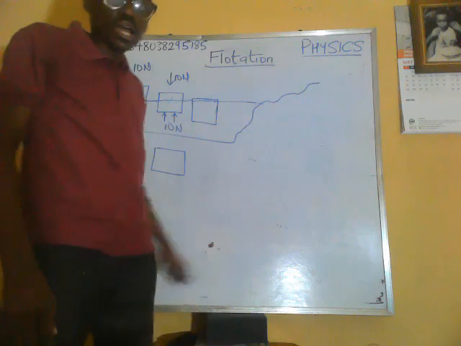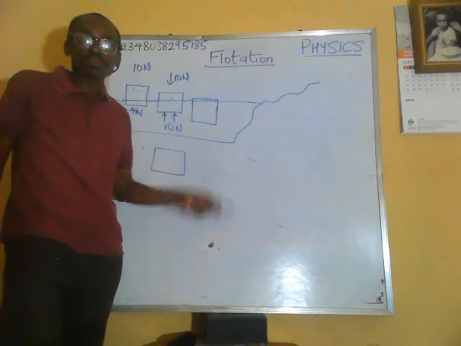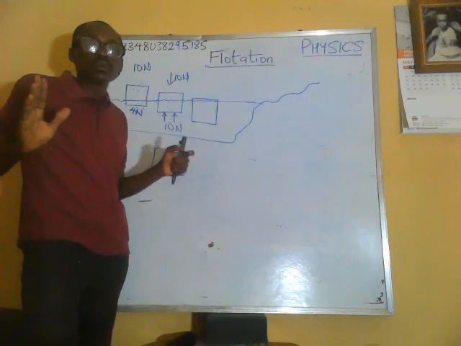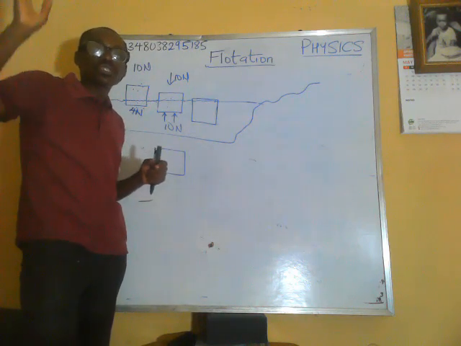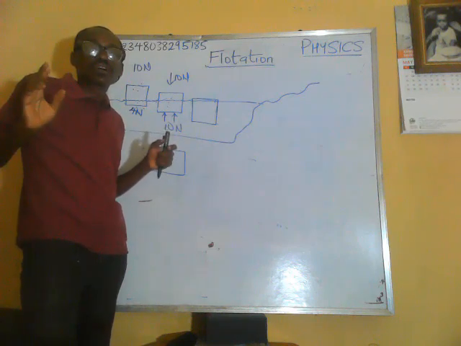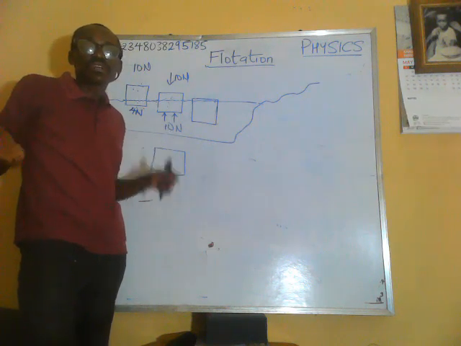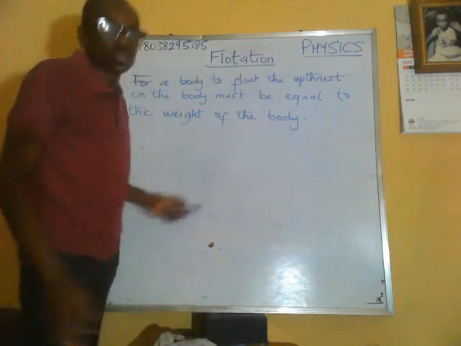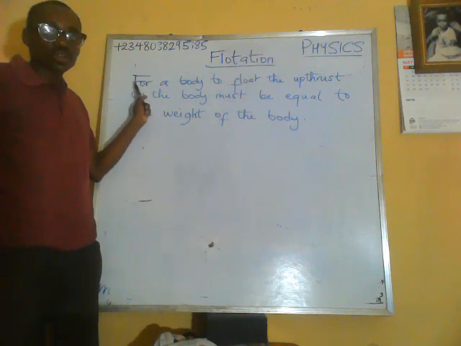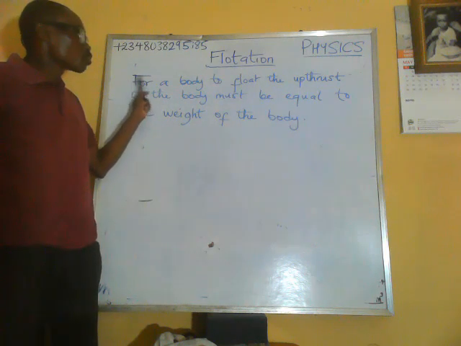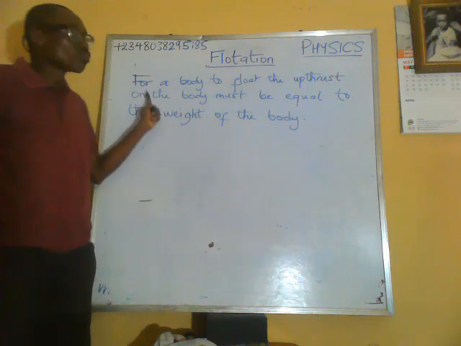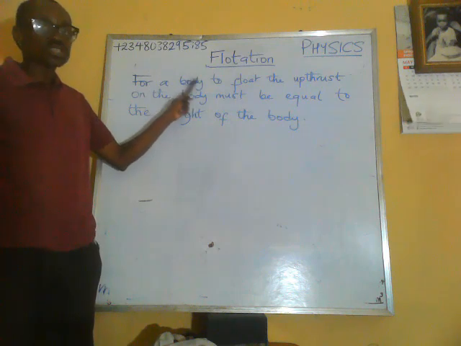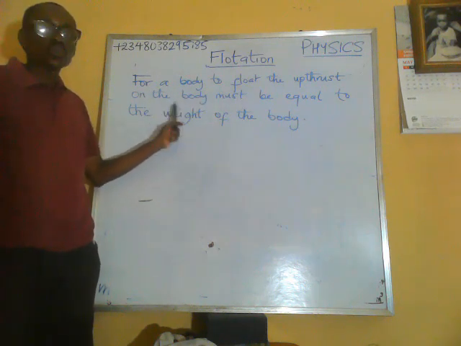So I'm going to write down the principle, state the principle, and explain the principle. That principle is what governs floating bodies, floating of ships, floating of balloons, things that float, whether in the air or in liquid. So they are all governed by the principle of flotation. So you can take this down. This is not the principle. For a body to float, the upthrust on that body must be equal to the weight of the body.